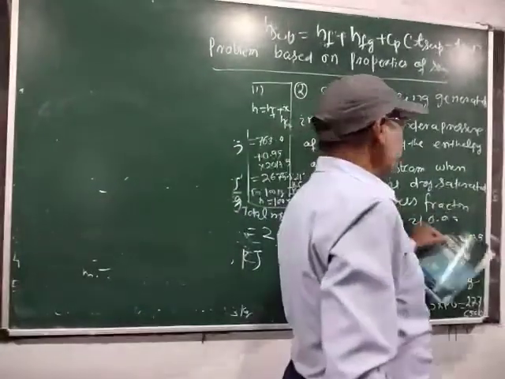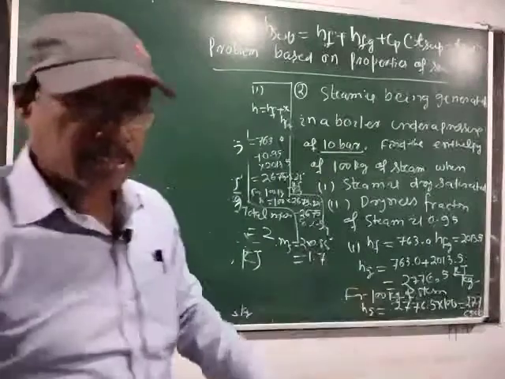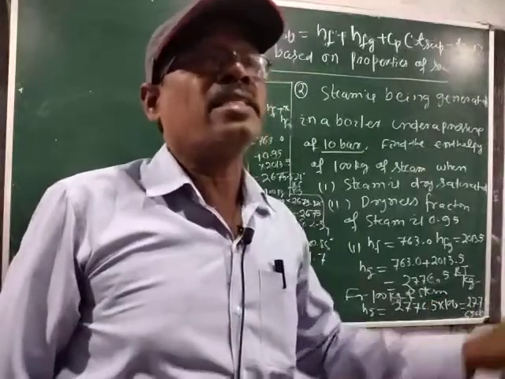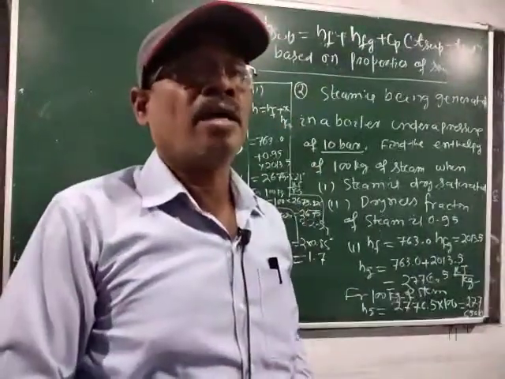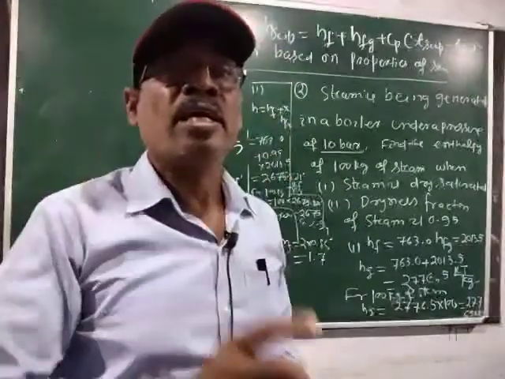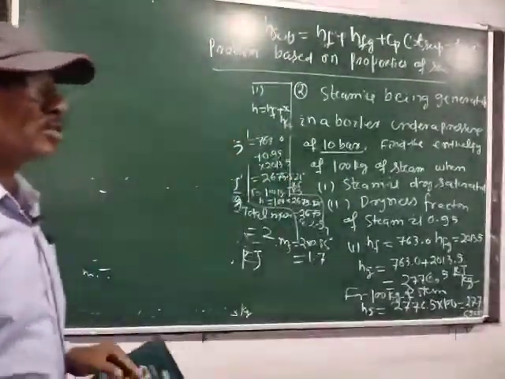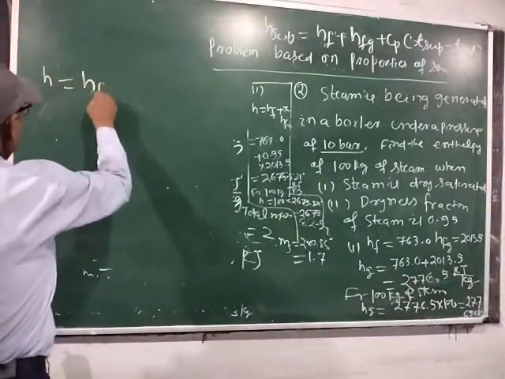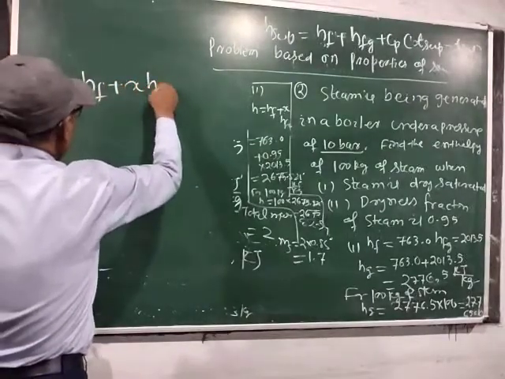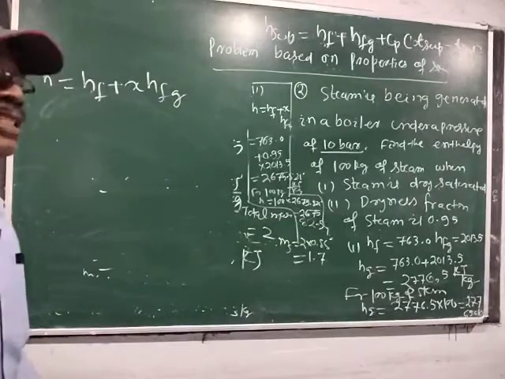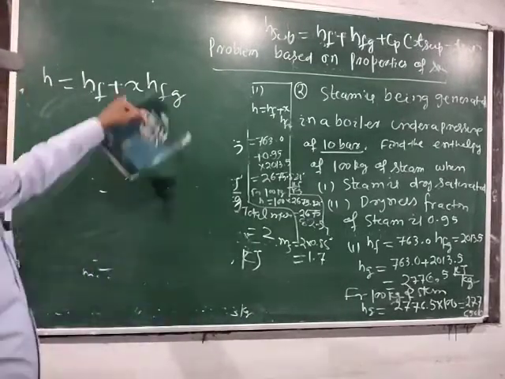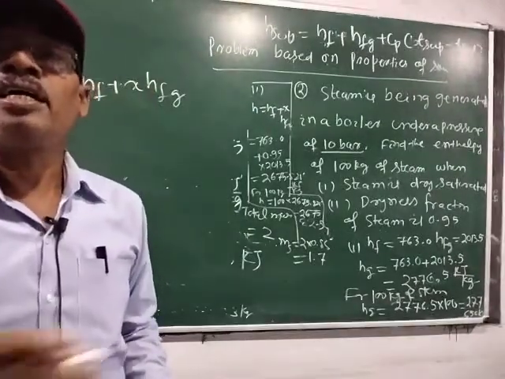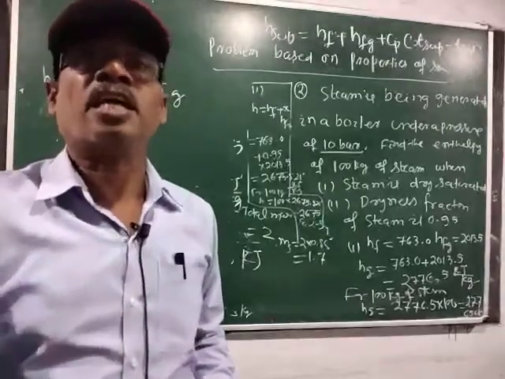dryness fraction of steam is 0.95. Since dryness fraction is given, that is 0.95, that means this steam is wet steam having dryness fraction 0.95. Therefore, total heat for 1 kg of steam, h is equal to Hf plus x into Hfg. What is Hf? Sensible heat of water. What is x? Dryness fraction of steam. What is Hfg? That is latent heat of vaporization of steam.